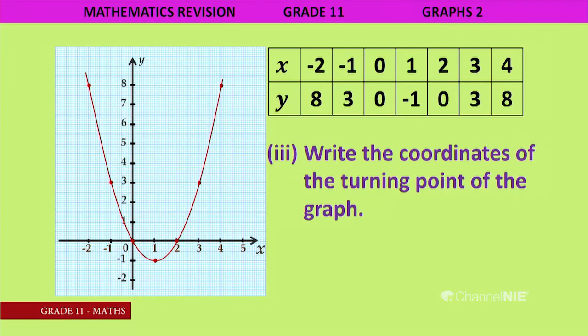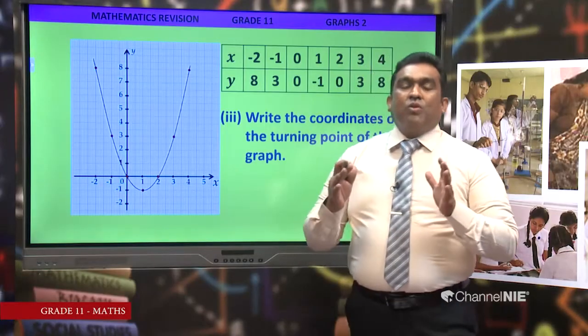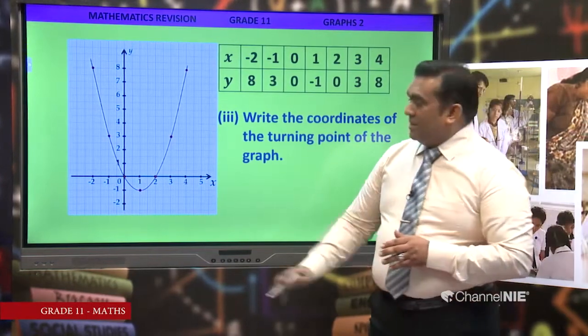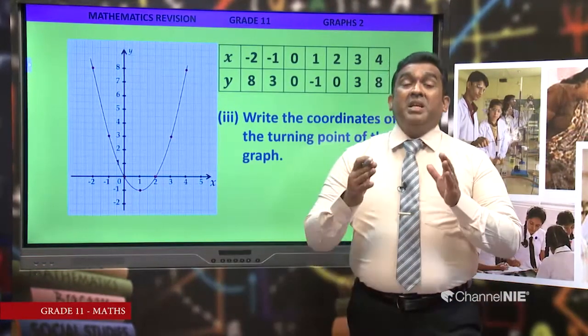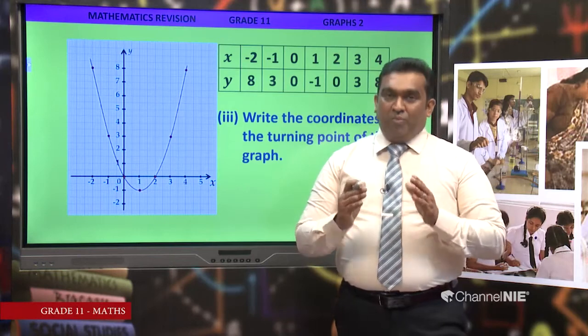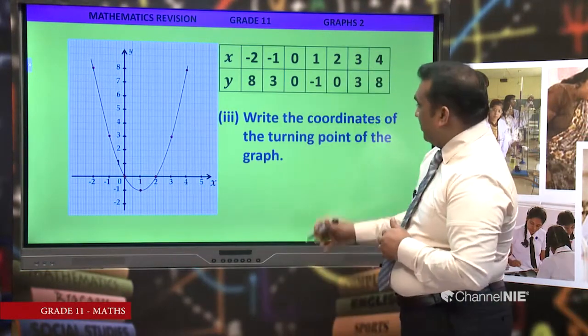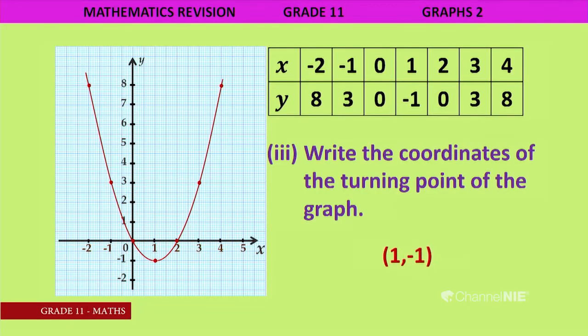Write the coordinates of the turning point of the graph. Turning point, vertex. Coordinate of the vertex is the turning point. This is a minimum curve, therefore minimum point is your turning point or the vertex of the graph. 1, minus 1: x coordinate is 1, y coordinate is minus 1. That is your turning point.